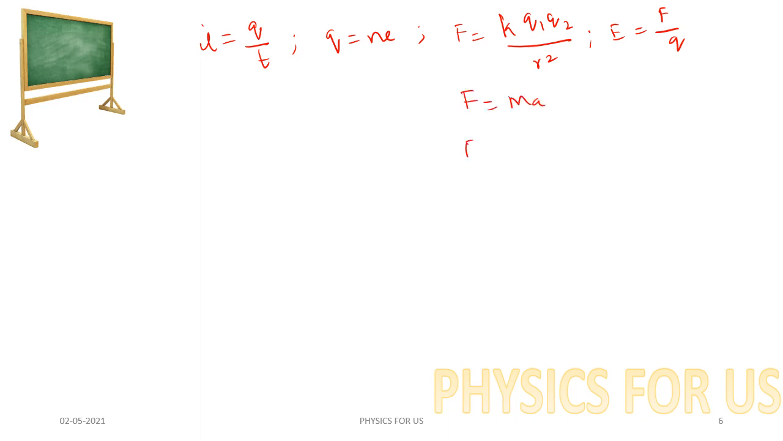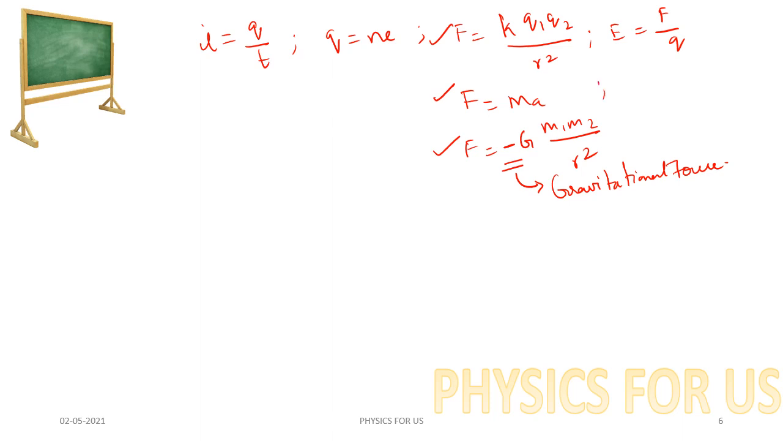We have different formulas for force. F is equal to ma, and F is equal to minus G m1 m2 by R squared. Here also you can see the negative sign, which is because the gravitational force is an attractive force. That's why you are getting the minus. This is Newton's law of gravitation, and the previous one is Newton's second law. And E is the electric field here. Okay, now we have some questions to ask.